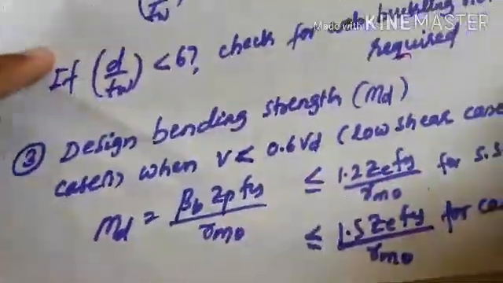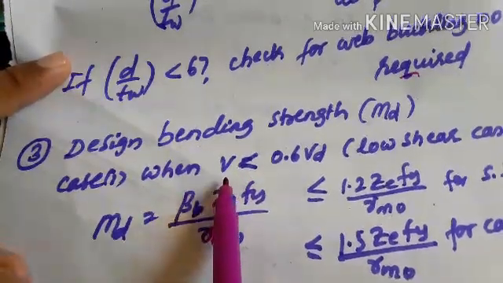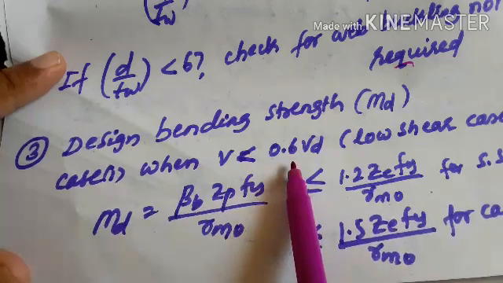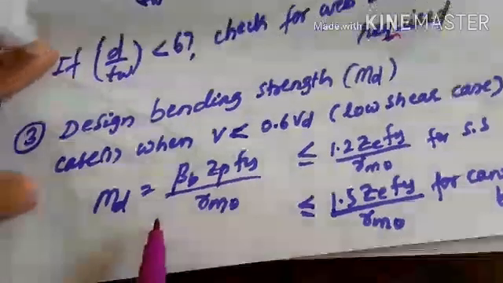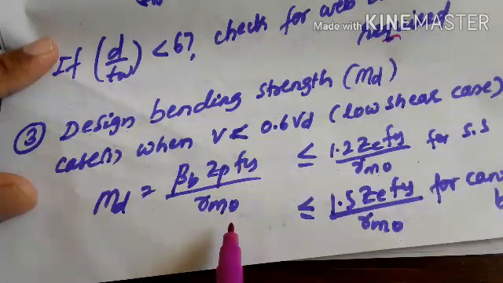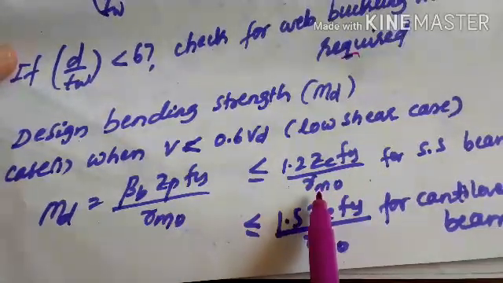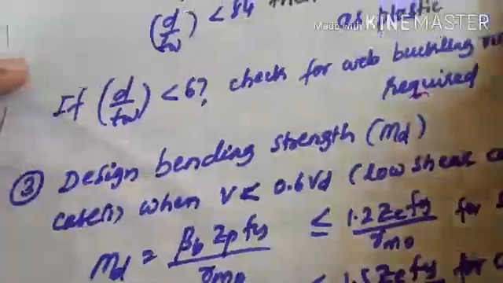In calculation of design bending strength Md, we know there are two cases. First, when the factored shear force is less than 60% of the design shear strength, that is the case of low shear. For that, Md is betaB ZP into fy by gamma m0, and this should be less than 1.2 ZE into fy by gamma m0 for a simply supported beam. For a cantilever beam, Md should be less than or equal to 1.5 times ZE into fy by gamma m0.